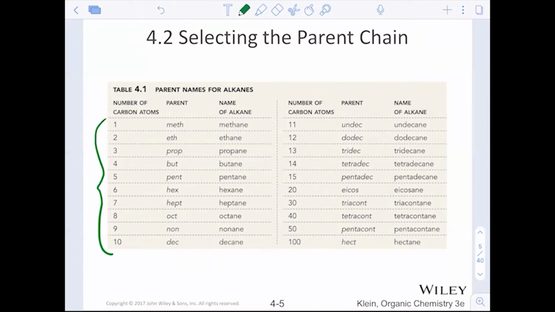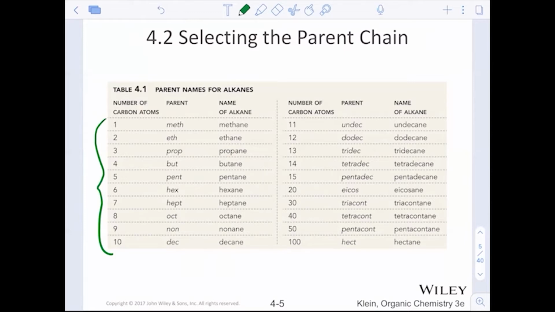We can get into some really crazy structures. The parent is the prefix, and it's the root of knowing how many carbons there are. So 1 is always meth, 2 is eth, 3 is prop, all the way down to 10, which is dec.